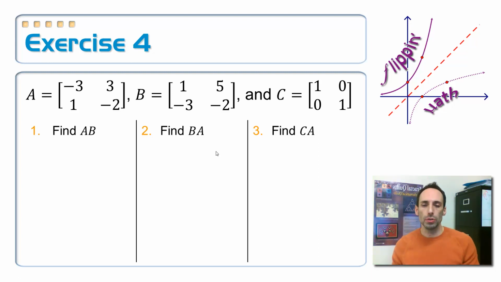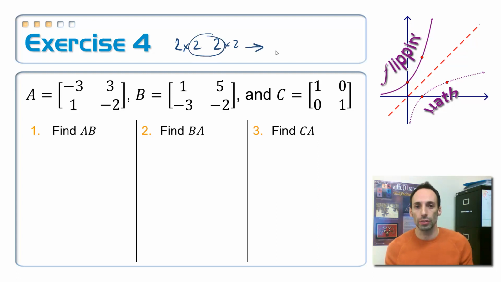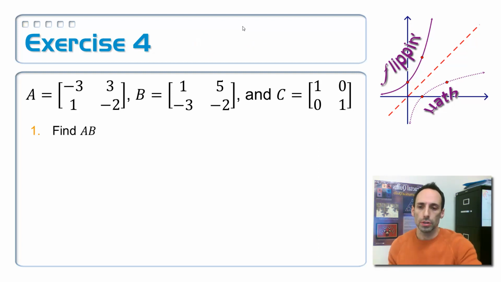They're all 2 by 2 matrices, which means that whenever I multiply them, a 2 by 2 multiplied by another 2 by 2, the numbers in the middle match, and my answer is going to be a 2 by 2. Okay, so we're good on the dimensions. And I want you to find the product AB, I want you to find the product BA, and then finally find the product CA. Let's do the first one together, just as you see in another example, us doing it together, and then I'll let you do the other two on your own.